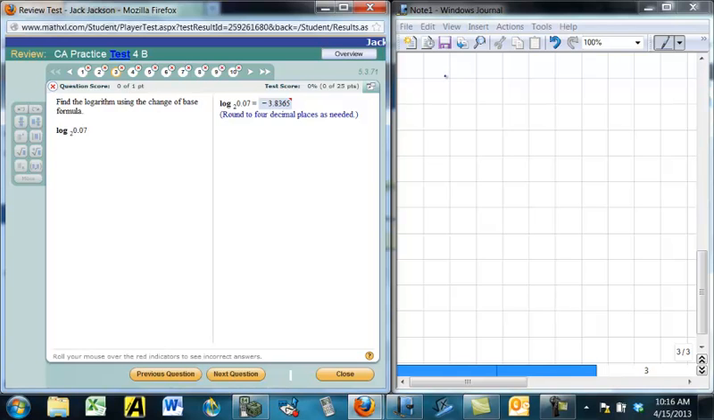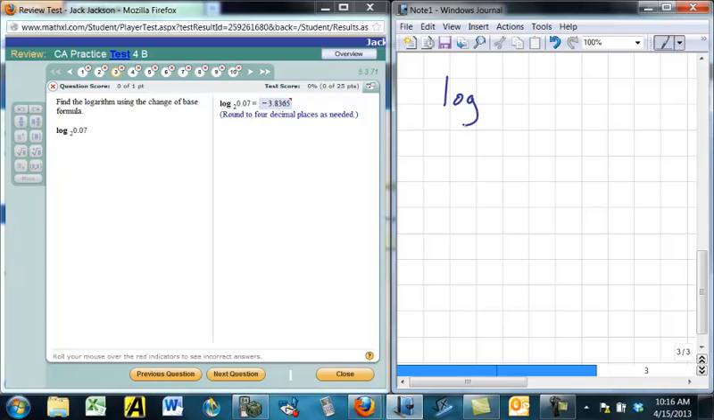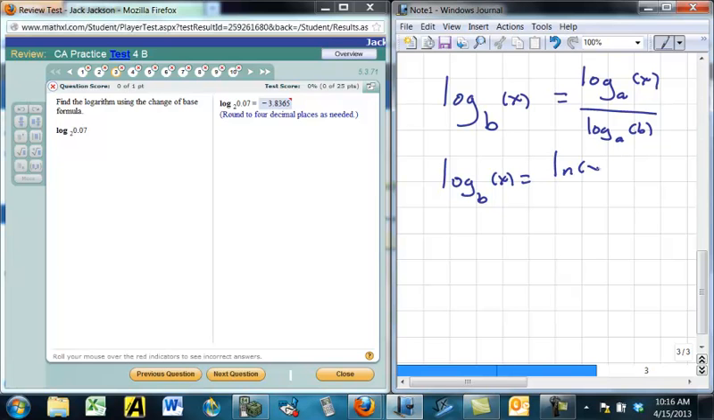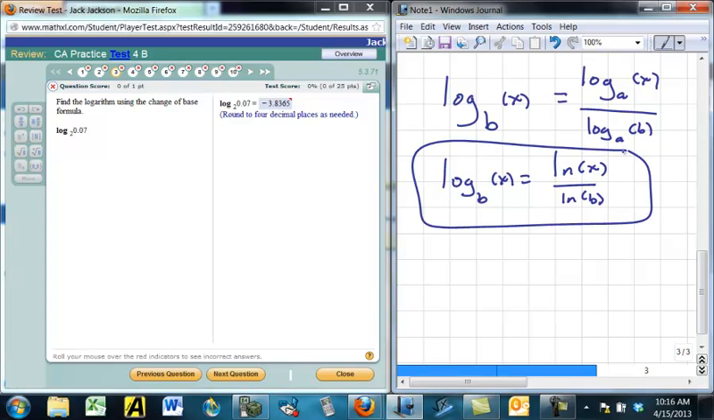Use the logarithm change of base. Now the change of base formula says if we have log base b of x, we can change that to any other base, say log base a of x, if we divide by log base a of b. In particular, the base that we want to use is e, so this is natural log of x over the natural log of b. And so there's our change of base formula.